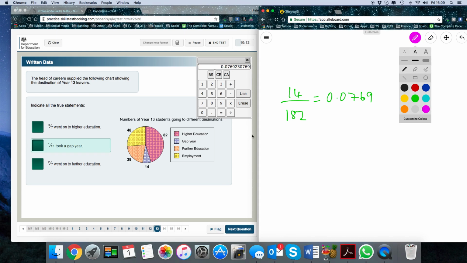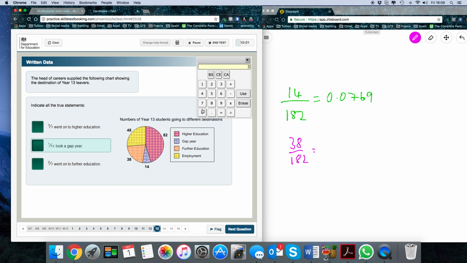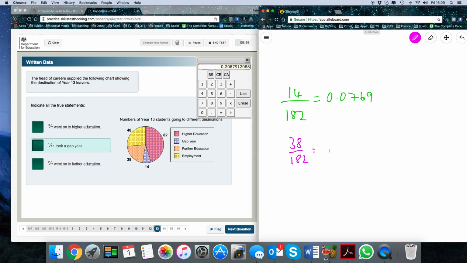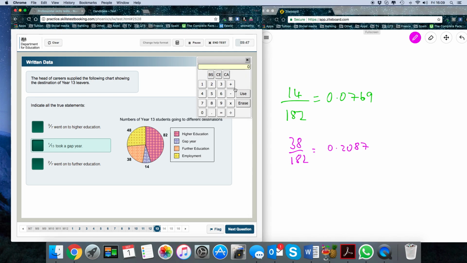Let's do the third statement. So third statement, further education is the orange one. It's 38 over 182. Exactly the same method. It's a bit tedious, I know, but it's really quite easy. Your calculator is doing all of the work here. So 0.2087 approximately. You don't need to round it, it's just about whether it's the same or not. So 2 divided by 7, 0.2857. It's different, so this is false. So just the middle one is correct.